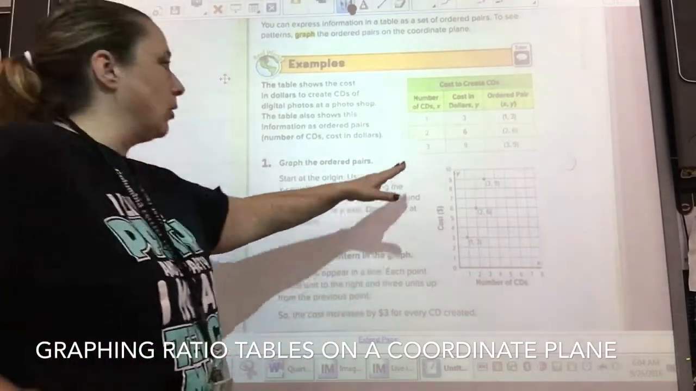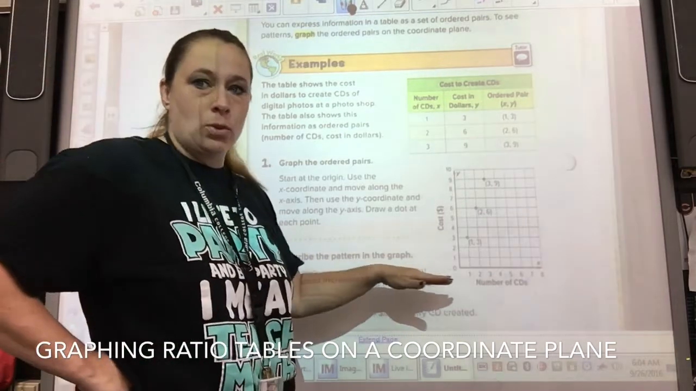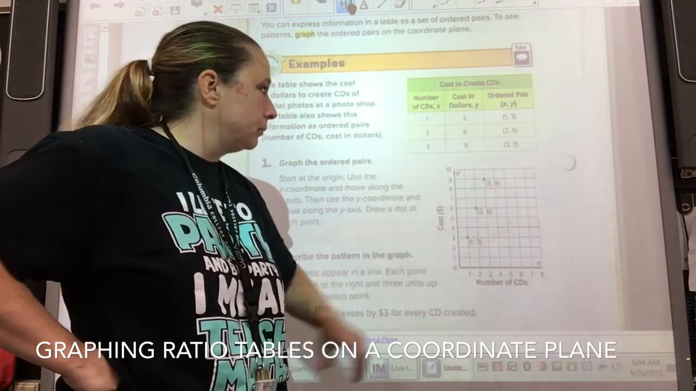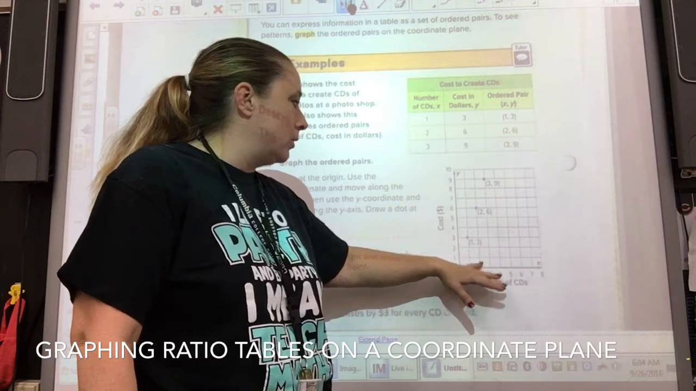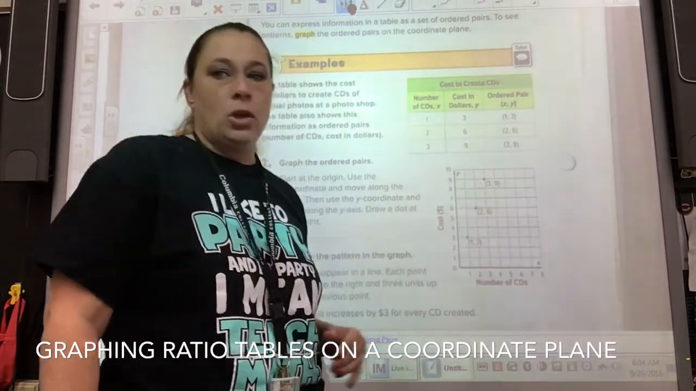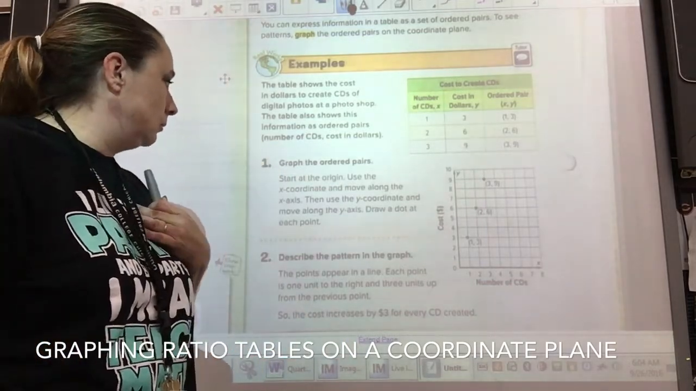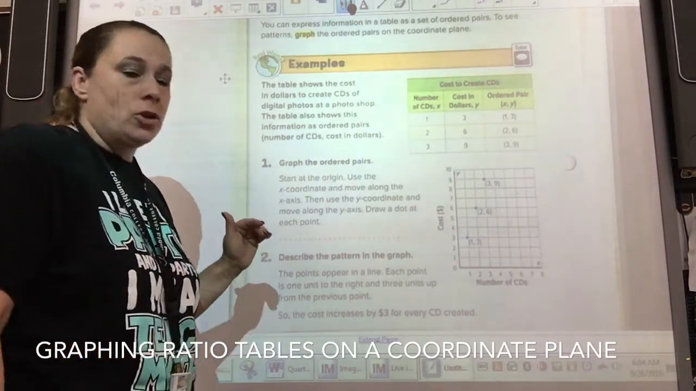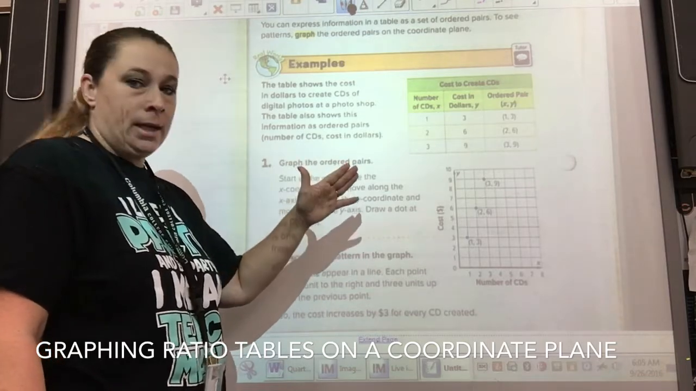So here they give us this table, and it's got one CD costs $3, so your ordered pair is 1 and 3. One CD, $3, and they put that right here. 2 CDs is $6, so over 2, up 6. 3 CDs is $9, so you go over 3 and up 9. All right, so they've drawn those dots for us at each point to show us what this is going to look like. 1 and 3, 2 and 6, 3 and 9.